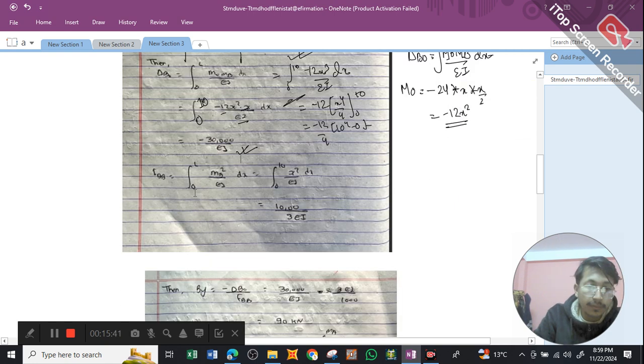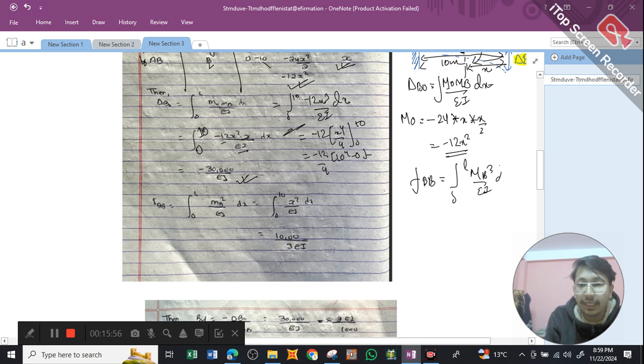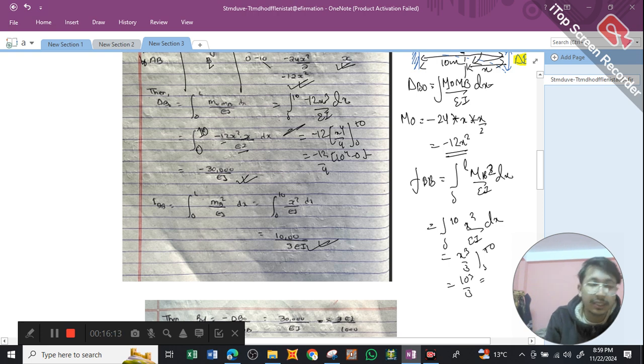Similarly, we have FBB equals the integral from 0 to L of MB squared divided by EI dx, which, as I explained before, is the formula for FBB from the virtual load methodology. So we have the integral from 0 to 10, where MB is x, of x squared divided by EI dx. So this becomes x cubed by 3, limit 0 to 10, which is 10 cubed by 3, which is 1000 divided by 3. Okay, this is right. So from that we get our values of delta B naught and FBB.